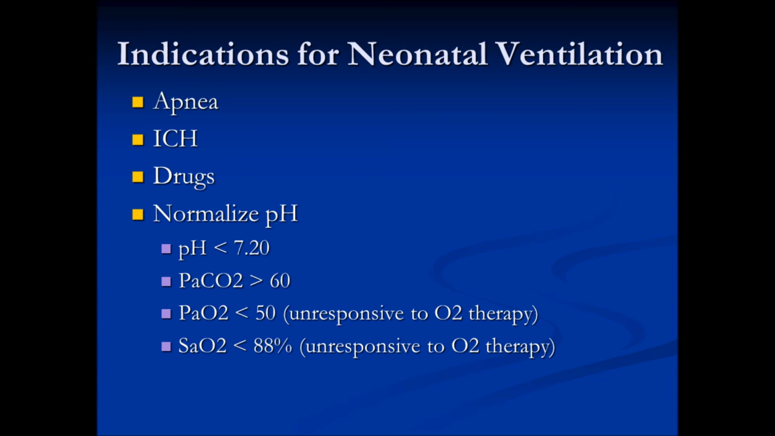It's really no different than any other patient you will have, but of course, normalized pH, that makes sense. And here are the ranges here. pH less than 7.20, CO2 greater than 60, PO2 less than 50, that is unresponsive to O2 therapy, and a SAT less than 88%, that is unresponsive to O2 therapy.